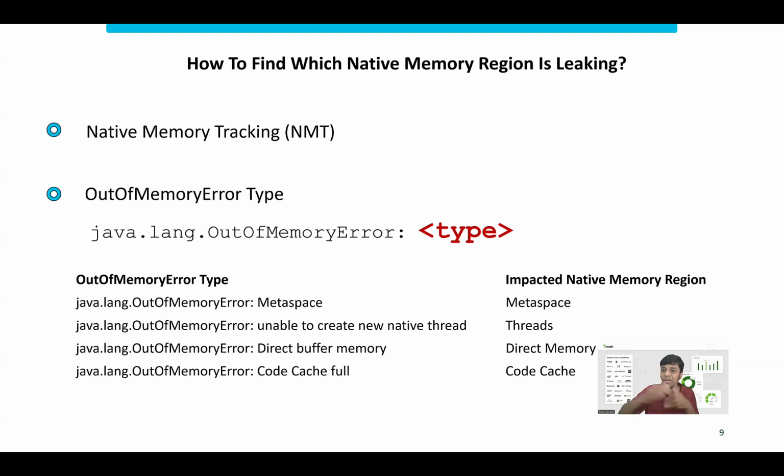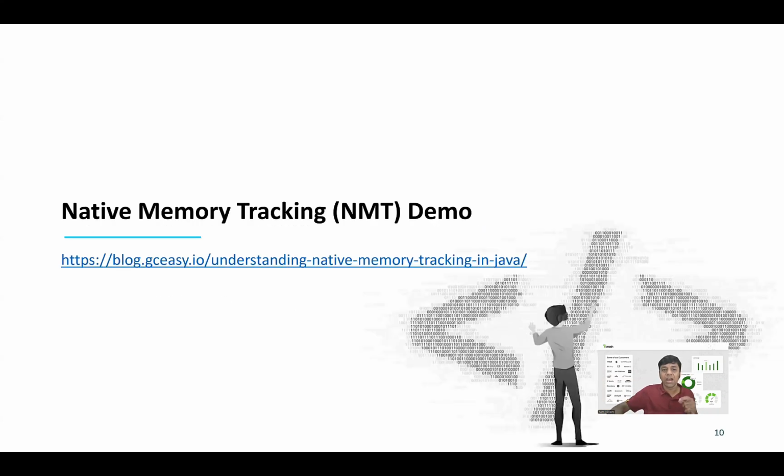It could be leaking or you've under-allocated the memory. It could be either one of the reasons, right? But this is more reactive. The out of memory has already happened. That means the problem has already manifested in your application. How can I catch the problem before it manifests as an out of memory error? Can I catch it early? Yes, you can catch it early by doing this native memory tracking.